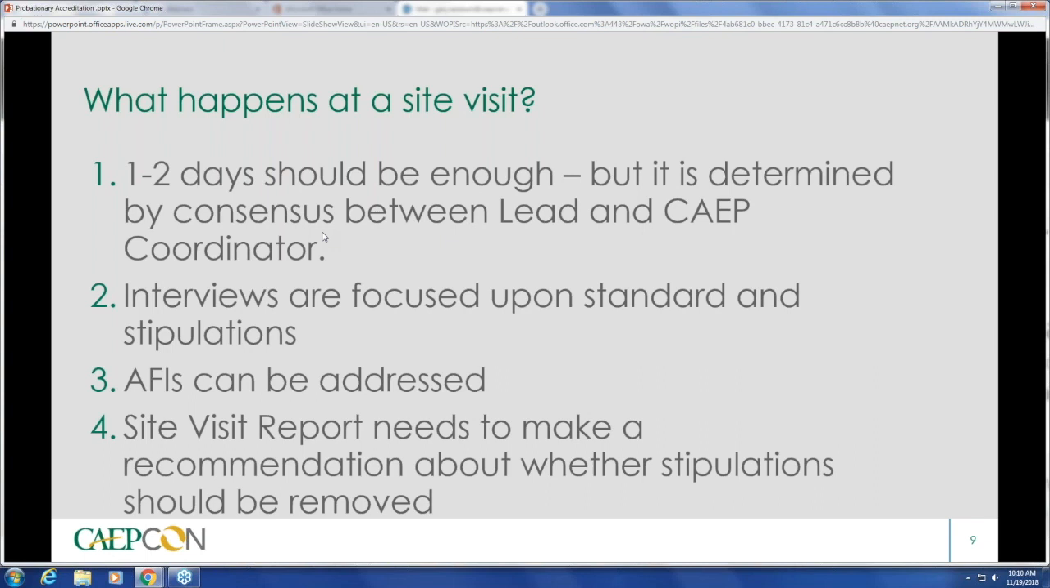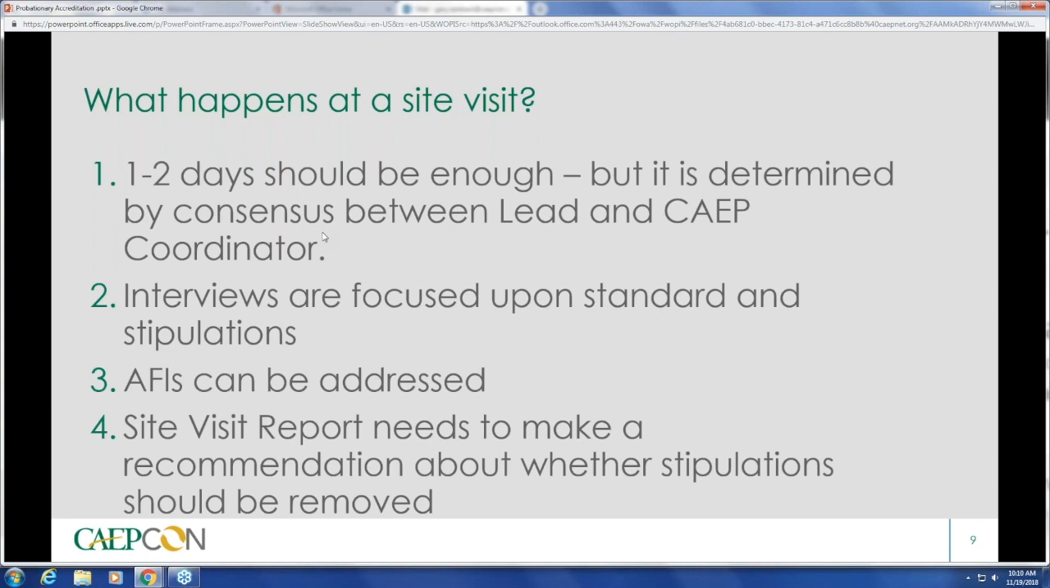What's set up ahead of time is the normal 3-day. And so if that's going to be modified at all, it would need to be done about 30 days before the site visit, so that travel arrangements can be made. We don't want to be making a lot of last minute travel.